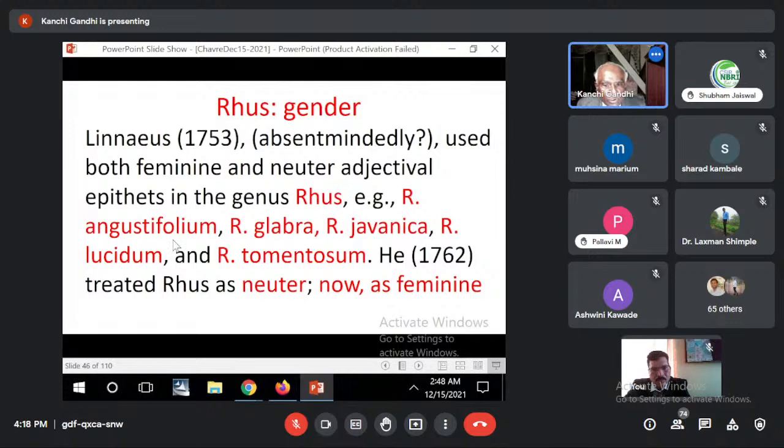Why? As I said, anybody can be absent-minded at some time. But once it is printed, it can only be corrected in the next edition. So this was the first issue of Species Plantarum.